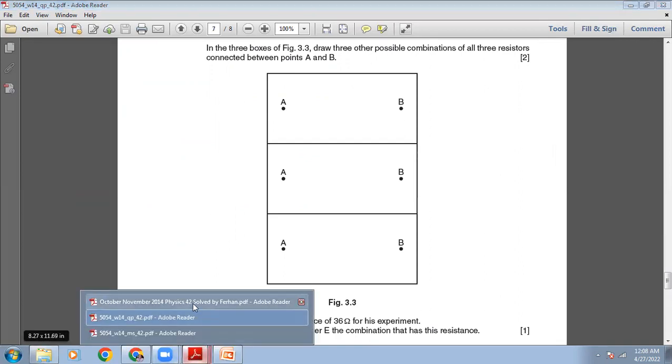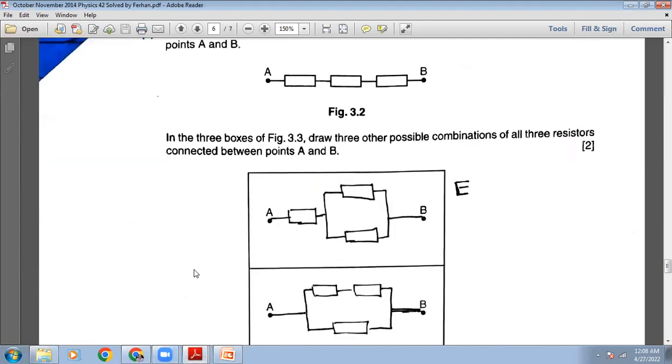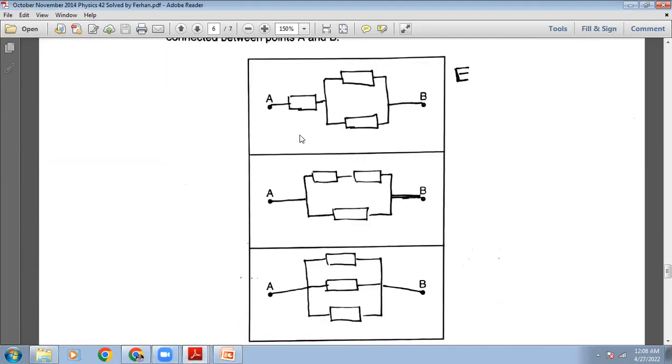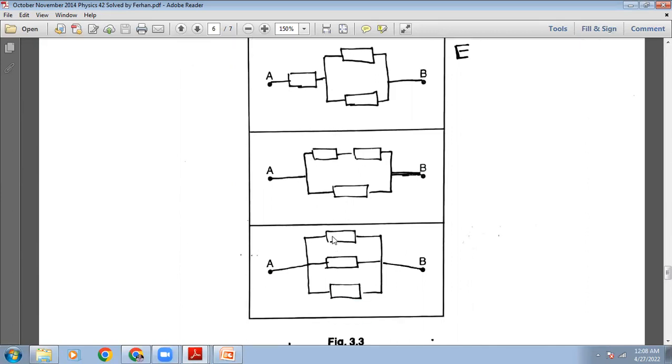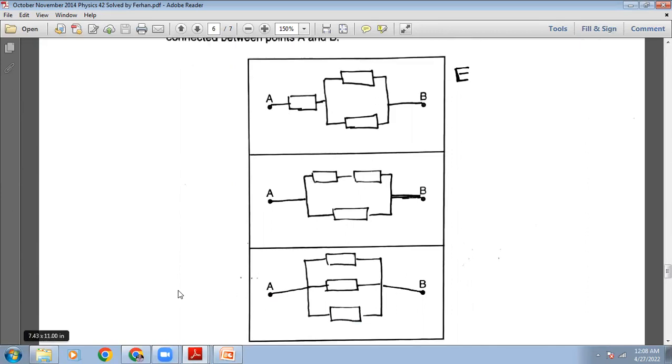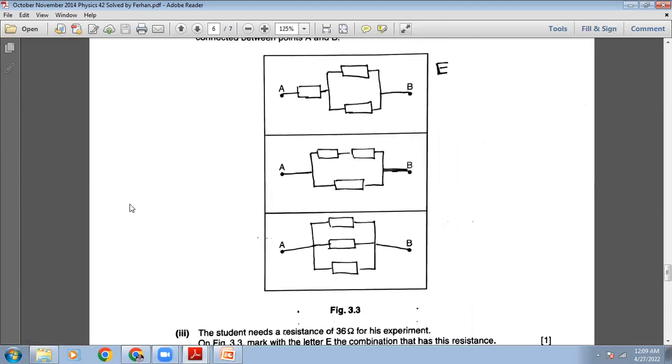Okay, so here we go. One way of connecting them is like this: 2 of them should be parallel to each other, and they are then in series with the third one. Another: 2 should be in series with each other, and this whole should be parallel to the third one. And all of them should be parallel to each other. So these are the 3 possible combinations.